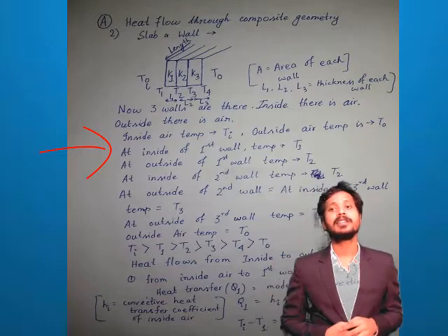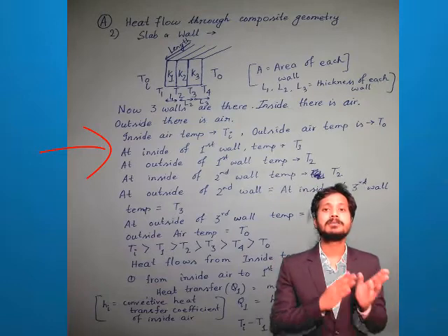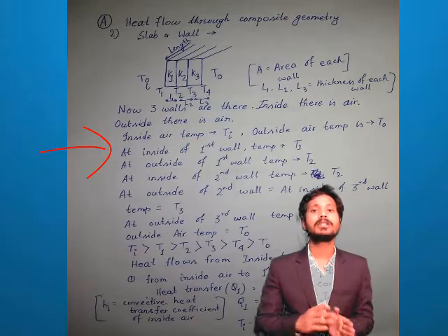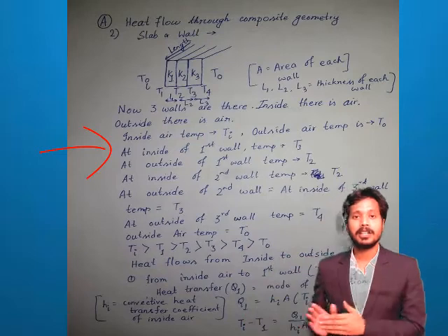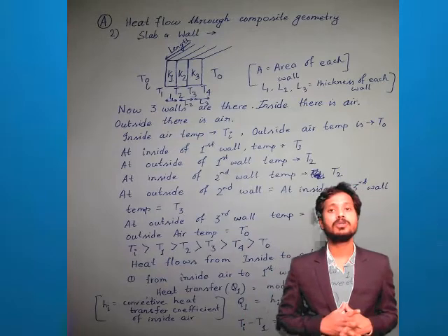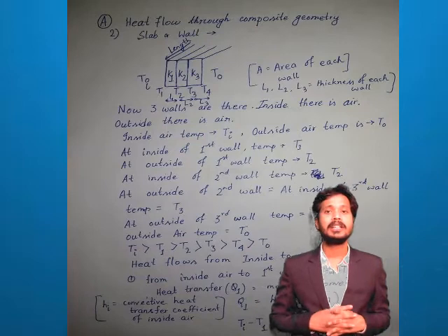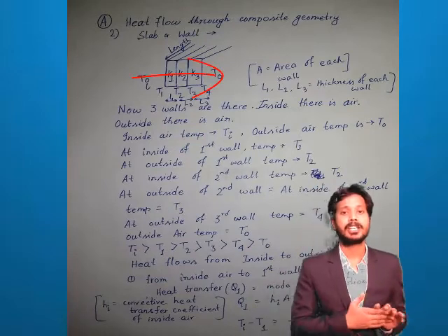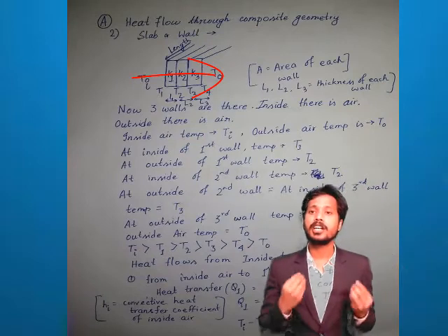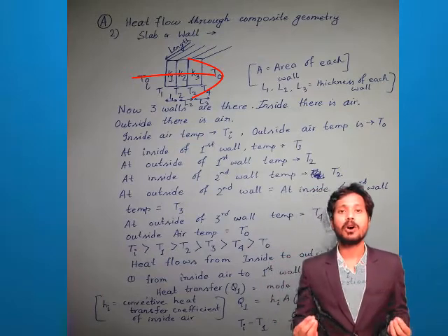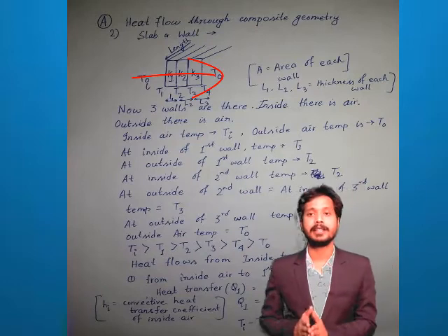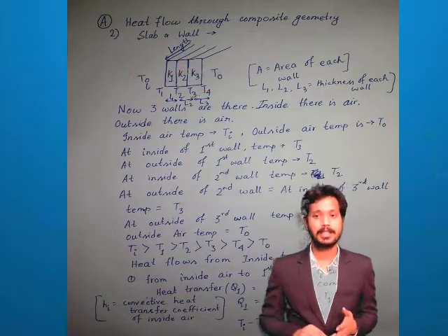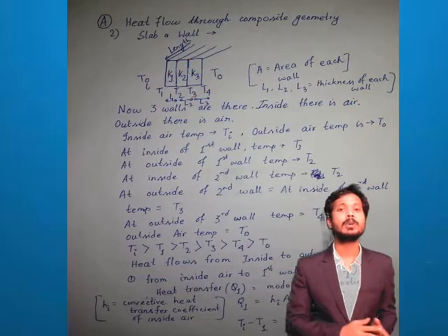Now I have taken another assumption that Ti is more than T1, is more than T2, is more than T3, is more than T4, is more than T0. Now you tell me, in which direction will heat flow? Heat will flow from Ti to T0 direction or T0 to Ti direction. I already told you that in the generalized case, the flow always occurs from high to low gradient. So here also heat will flow from Ti to T0, from inside to outside.